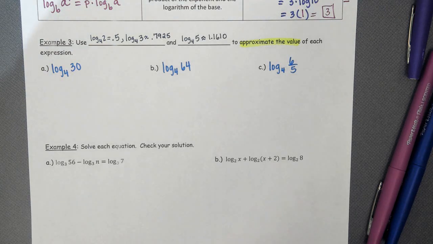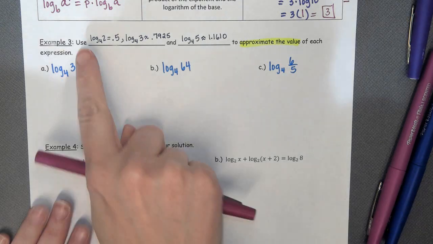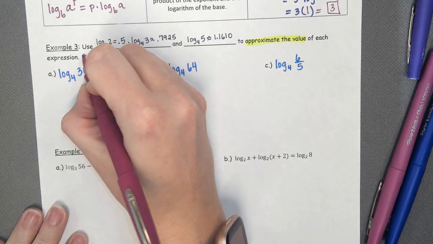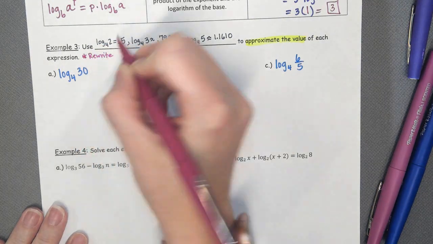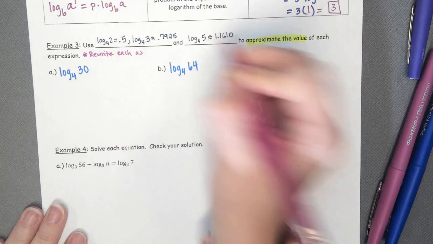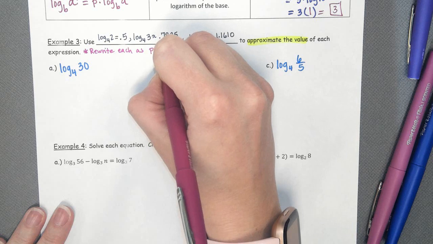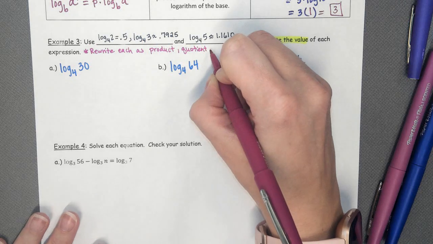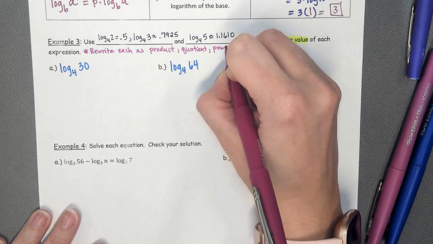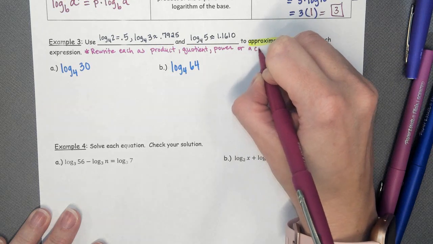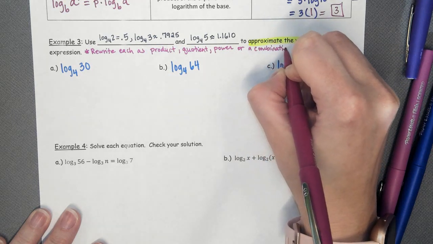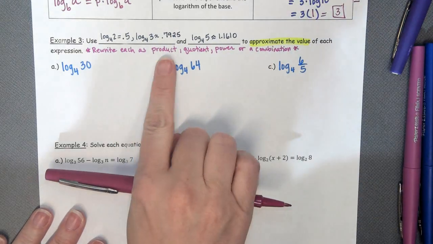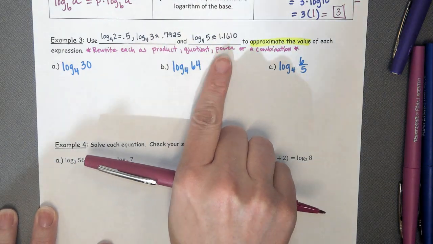This is going to be the strategy with these. When you're using these logs to approximate the values, you are going to try to rewrite each as either a product, a quotient, a power, or a combination, such as a combination of product and quotient, or quotient and power.